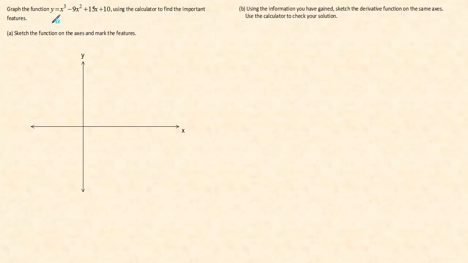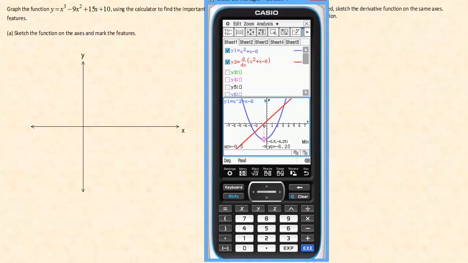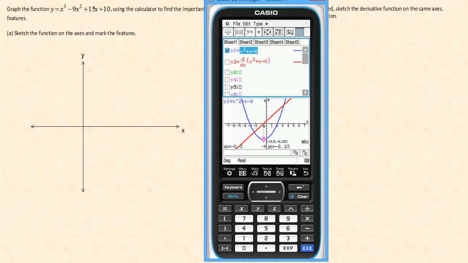Graph the function y is x cubed minus 9x squared plus 15x plus 10 using the calculator to find the important features. So, let's just get rid of that one. And we need to change our function. We've got x cubed minus 9x squared, add 15x, add 10.